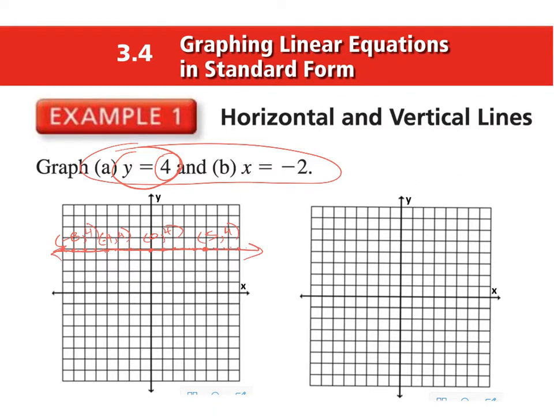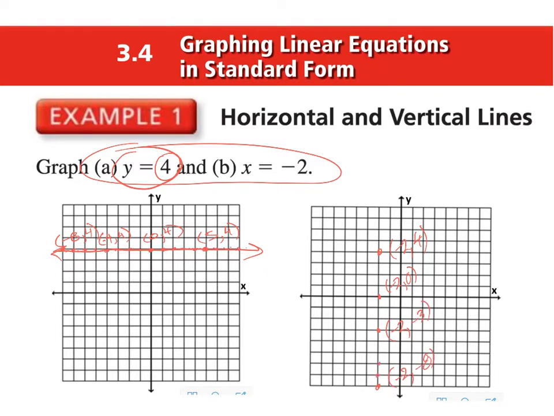All right, for x equals negative 2, how do you graph it? Well, just ask yourself, where are all the points where the x values are negative 2? There's one. That's negative 2, 0. There's another one. That's negative 2, 4. Another one is negative 2, negative 3. Another is negative 2, negative 8.